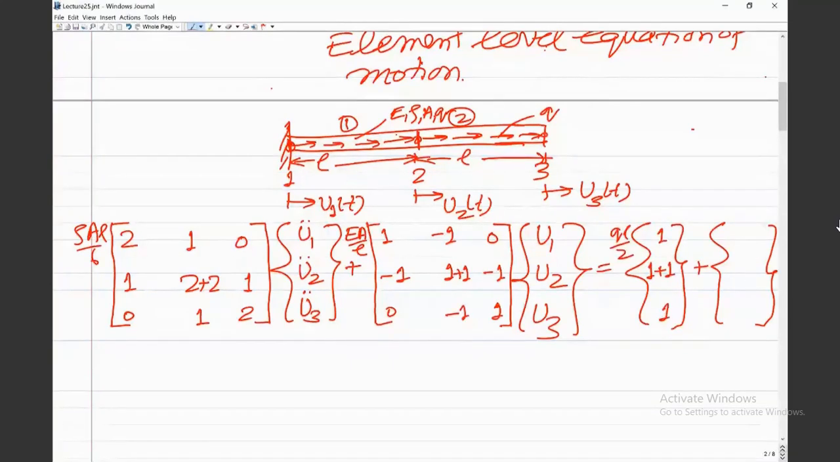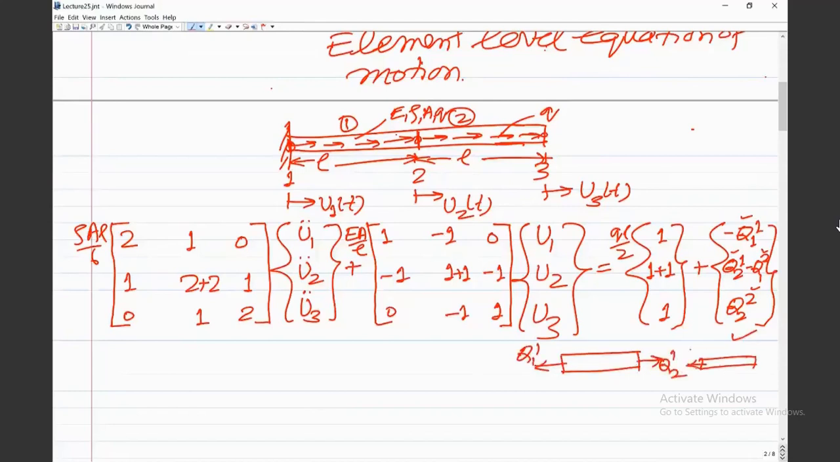And then the internal forces. For the first element it is Q1 1 and then Q2 1. And then the second element, minus Q1 2 and Q2 2. So these two are from the first element and these two are from the second element. This is how the overall assembled equation of motion is going to be. When I have written this internal load vector, for the first element we are assuming the internal forces are Q11, Q21, and for the second element the internal forces are Q12 and Q22. These are added into this internal load vector.